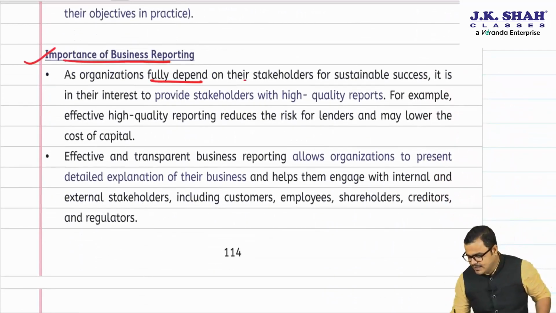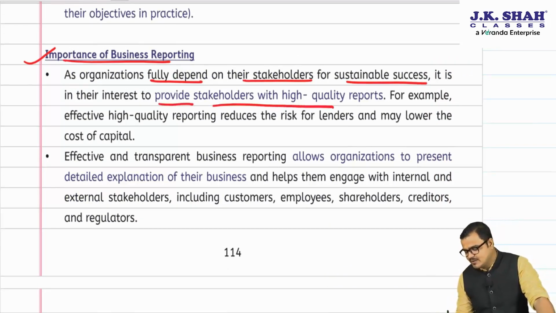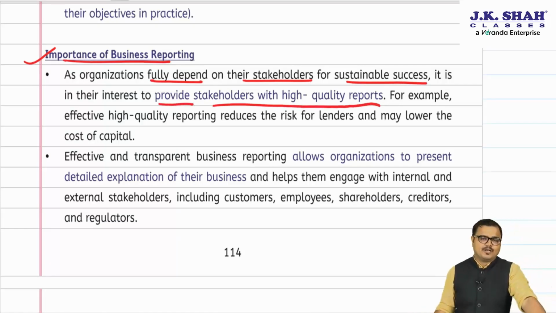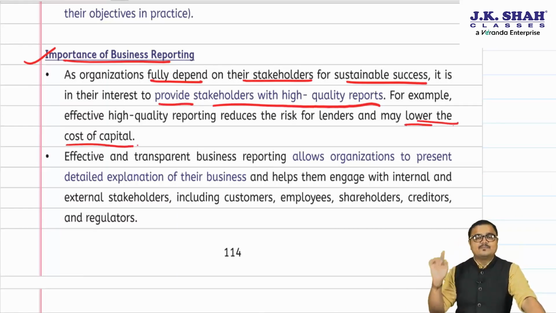As an organization is fully dependent on its stakeholders for sustainable success, it is in their interest to provide the stakeholders with a high quality report, because high quality reports will also reduce what? The risk of lenders, and thereby lower the cost of capital.